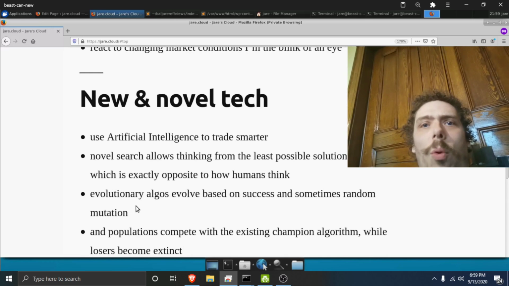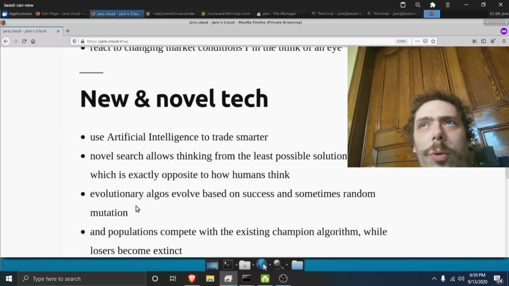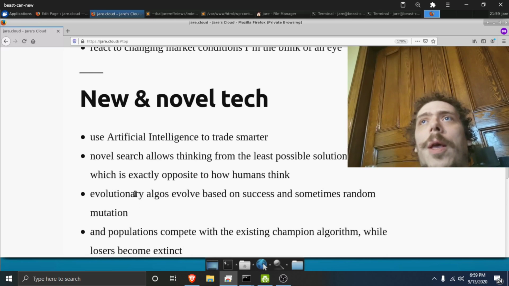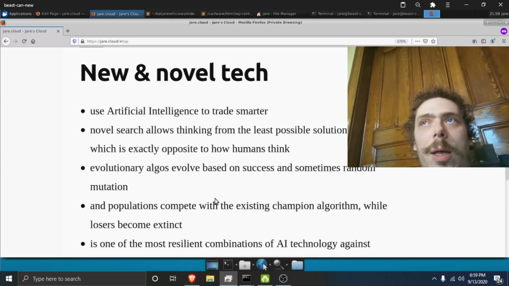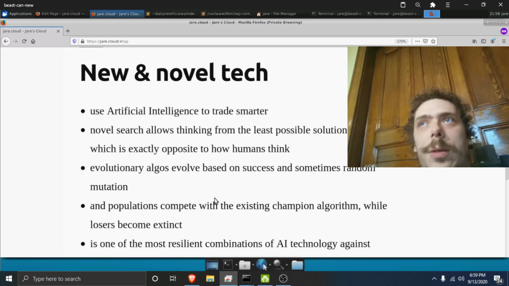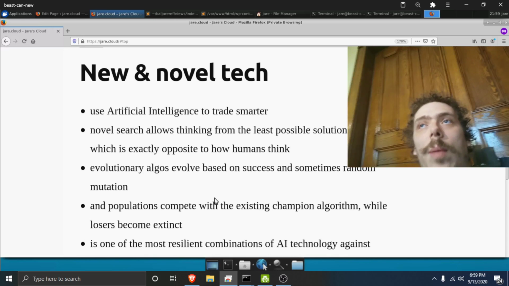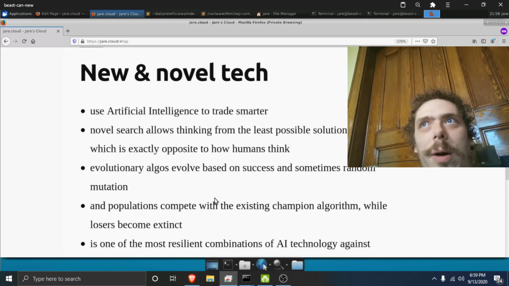Eyes are obviously very important to successful procreation. Anyway, the evolutionary algos evolve based on the success of the generation and sometimes random mutation. And populations compete with the existing champion algorithm, like humanity. I'm sure other races will eventually compete with humanity, or maybe mutants, and it's already happening. So they're going to compete with an existing champion algorithm while losers become extinct.